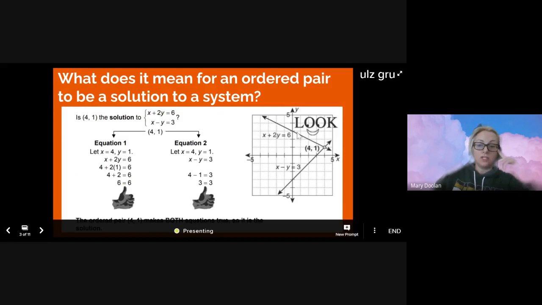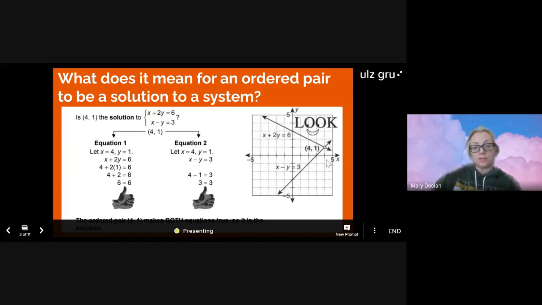So we can visually see that over here in the picture. If I graph these 2 lines in the coordinate plane, they intersect at the ordered pair (4, 1). This is the only point that they cross at. So this is the only solution. There's one solution, which is one ordered pair.